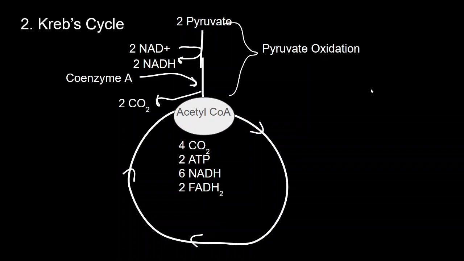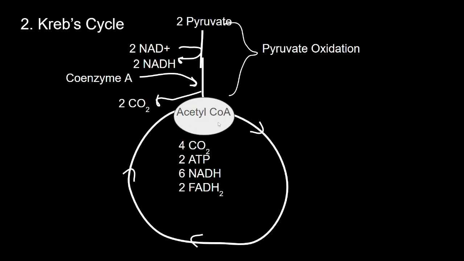Oxidation, if we remember from before, means pyruvate's going to get electrons taken off of it. Sometimes pyruvate oxidation is referred to as its own step, separate from the Krebs cycle, and sometimes it's referred to as part of the Krebs cycle. Pyruvate's going to get oxidized, or get electrons taken from it, and it has 2 carbon dioxide released from it. It joins with coenzyme A to create acetyl-CoA.